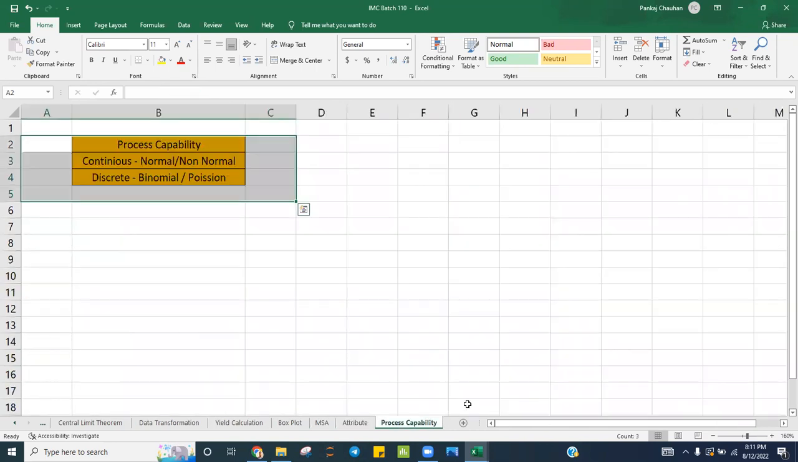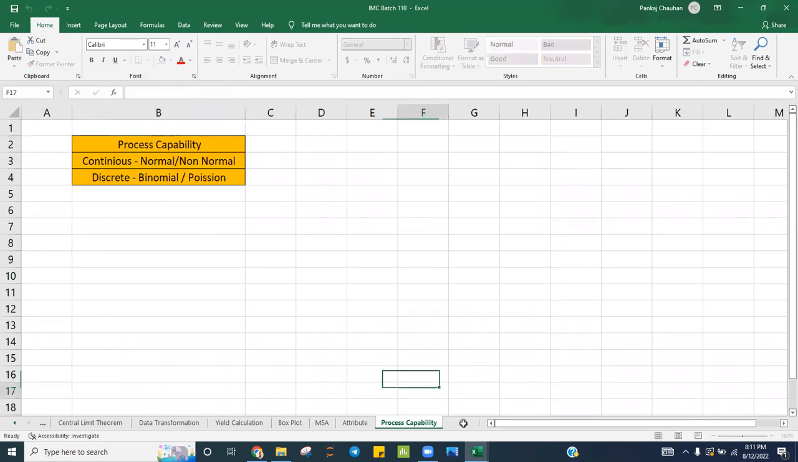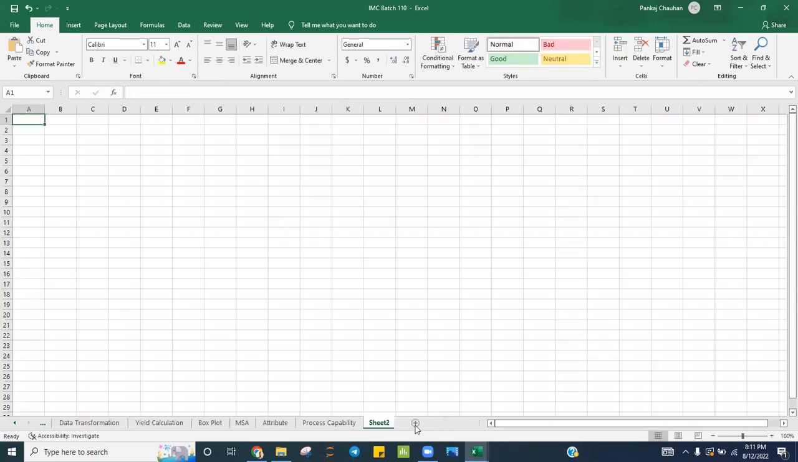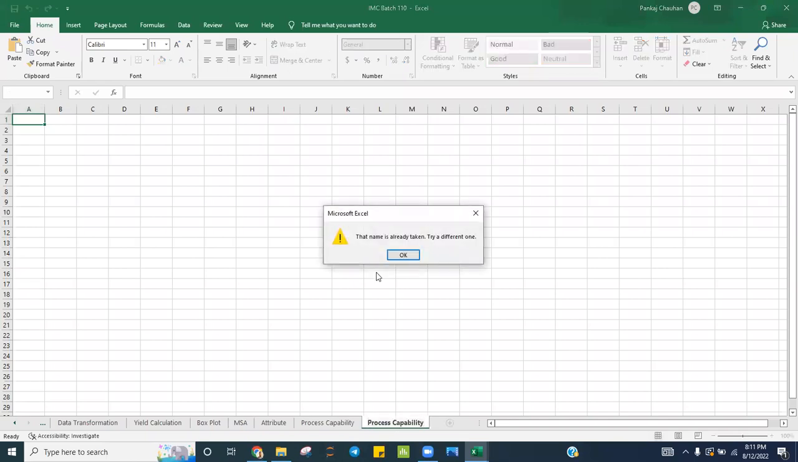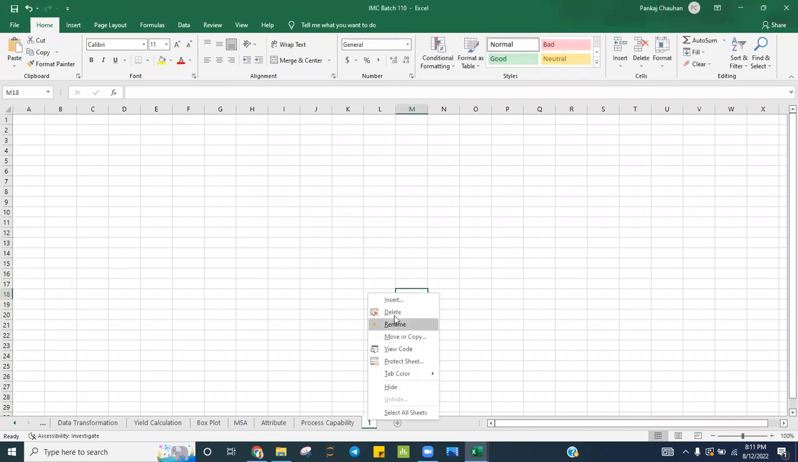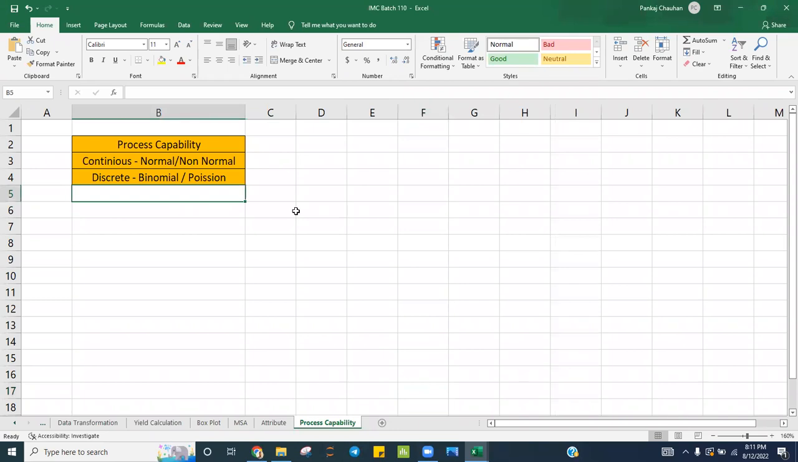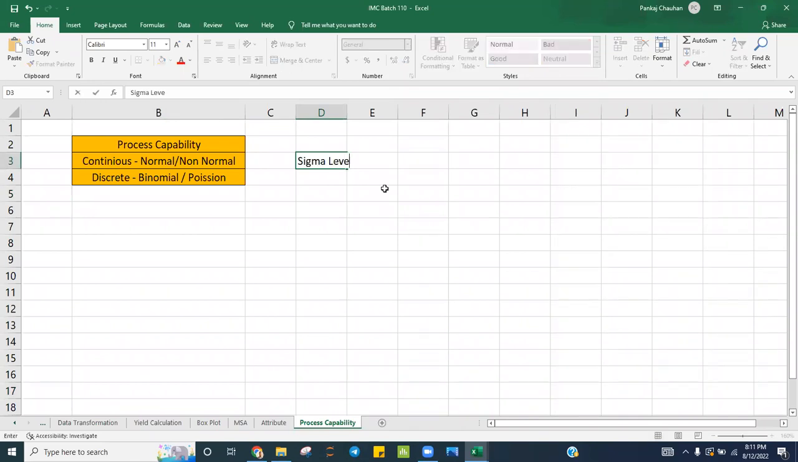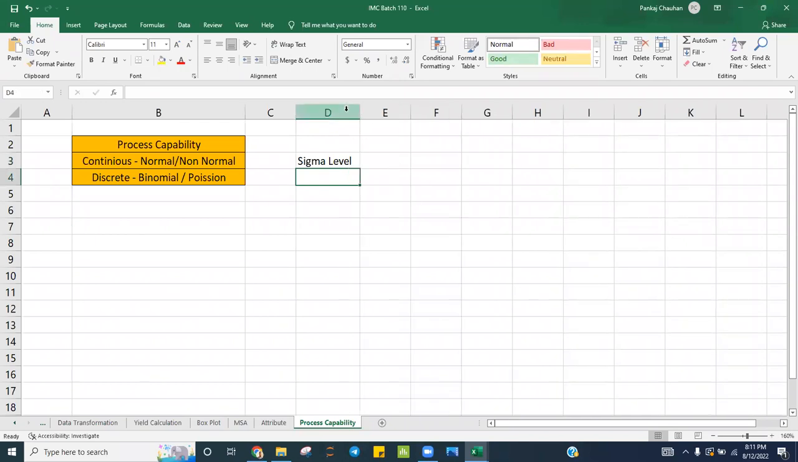Let's understand the next thing, which is the process capability. So what is the process capability? I think we have discussed process capability. Okay, I have already created a tab. This is your process capability. So let's understand what the process capability is. You remember on day 1, we discussed the sigma level, right? Sigma level is also your process capability.